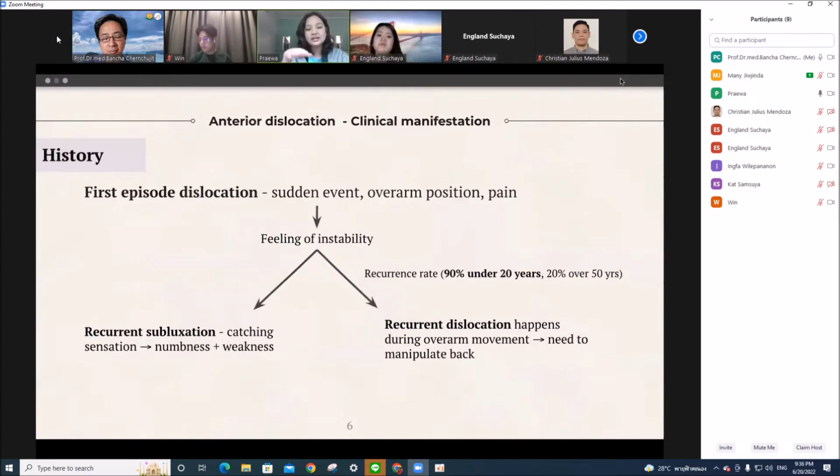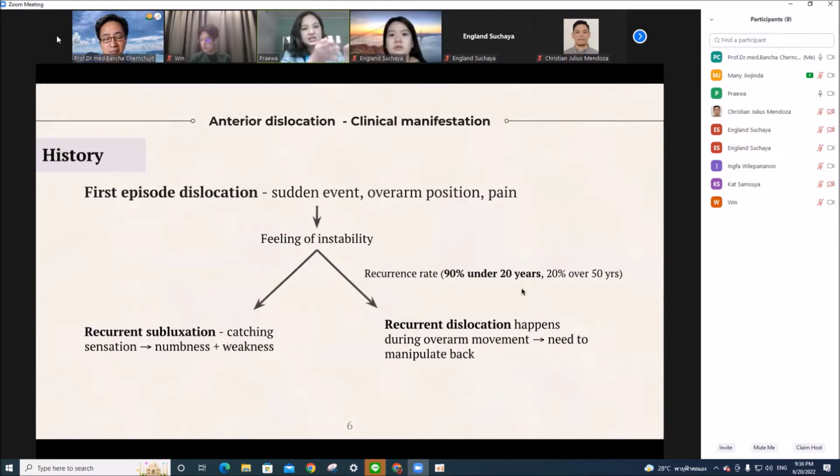The recurrence can be either recurrent subluxation or recurrent dislocation. For subluxation, the patient will have a catching sensation, and they might present with numbness and weakness. For recurrent dislocation, it happens when the patient performs an overarm movement, and typically it doesn't have to have any traumatic event. They only have to perform an overarm movement, and the shoulder will be dislocated. For this one, we have to manipulate it back too.